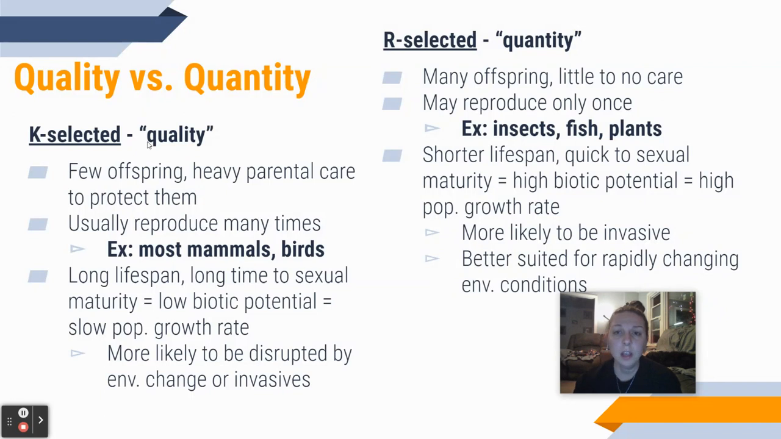Okay. So one reason I said that the K versus R made sense to me, being uppercase and lowercase, is because a lot of times our K selected species are going to be larger species. So that capital K makes sense to me. Whereas our R selected species tend to be a little bit smaller. So the lowercase r makes sense.